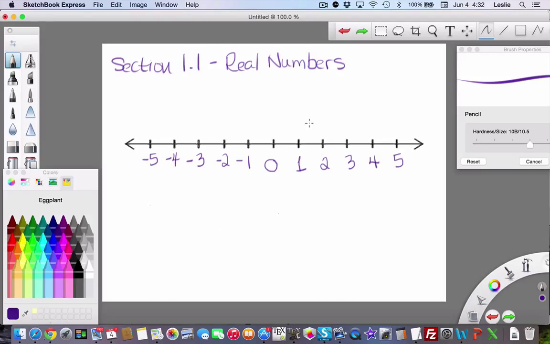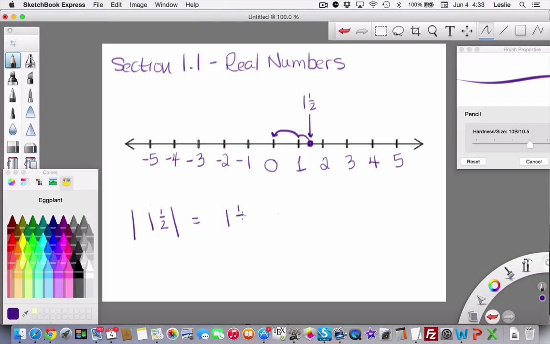What about something like 1.5? What's the absolute value of 1.5? Well, the number 1.5 would be here. Let's see, I'll write it here, 1.5. That number, which would be there on the number line, is half a unit plus a whole unit away from 0. So its absolute value is 1.5.